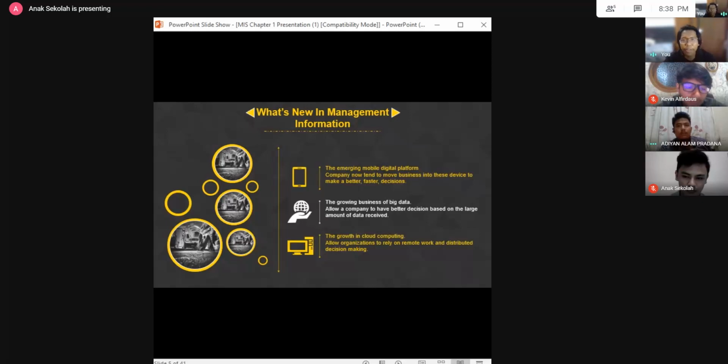The next is the growing business of big data. It allows a company to make better decisions based on the large amount of data received. And the next is the growth in cloud computing. The same platform means firms can outsource more work and rely on the market rather than employees to build value. It also means that firms can collaborate with suppliers and customers to create new products. And by connecting employees working on teams and projects, the social network is where work gets done, where plans are executed, and where managers collaborate with each other.